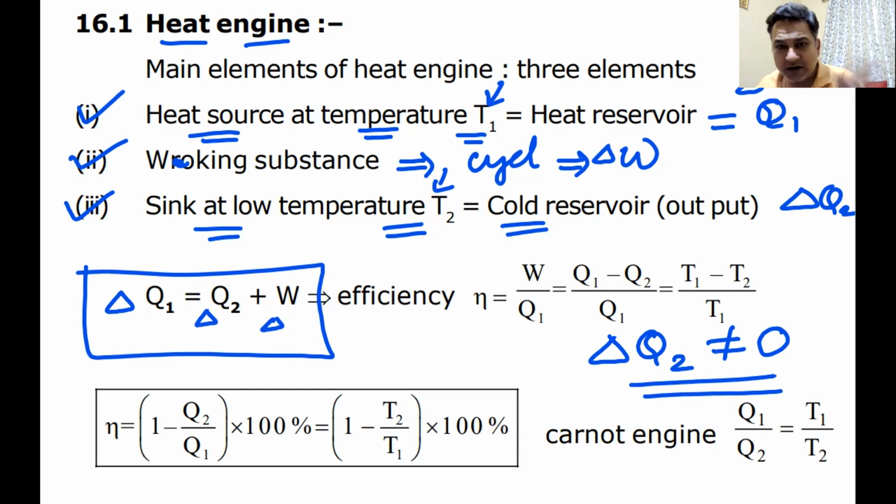Delta Q1 or Q1 cannot be equal to W. You cannot convert entire heat into entire work. Some amount of heat has to be given out. This is the Kelvin-Planck statement. Do we understand this?